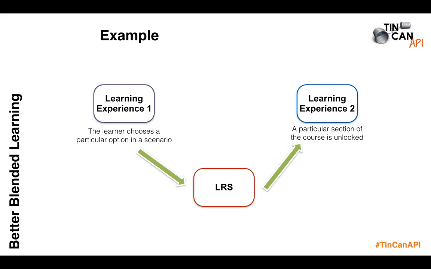So you'd have one learning experience where the learner chooses a particular option in a scenario, that would feed through to the learning record store, and then in another learning experience, it might unlock a particular section of the course. So we're seeing that what happens in one learning experience impacts another learning experience.